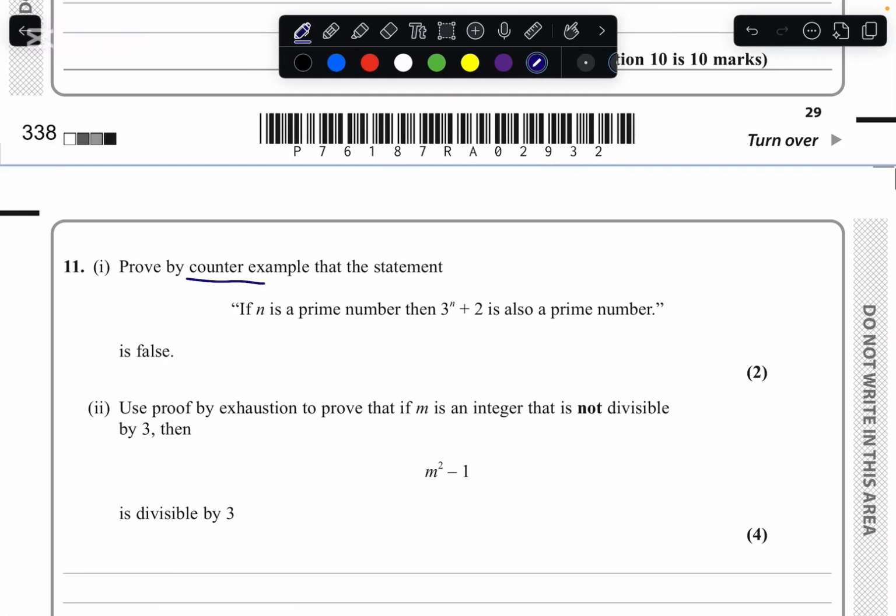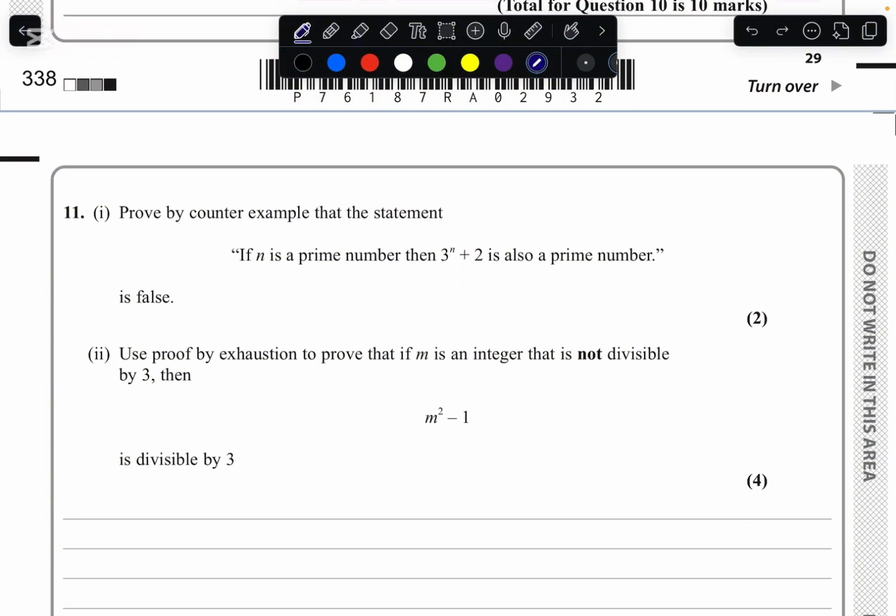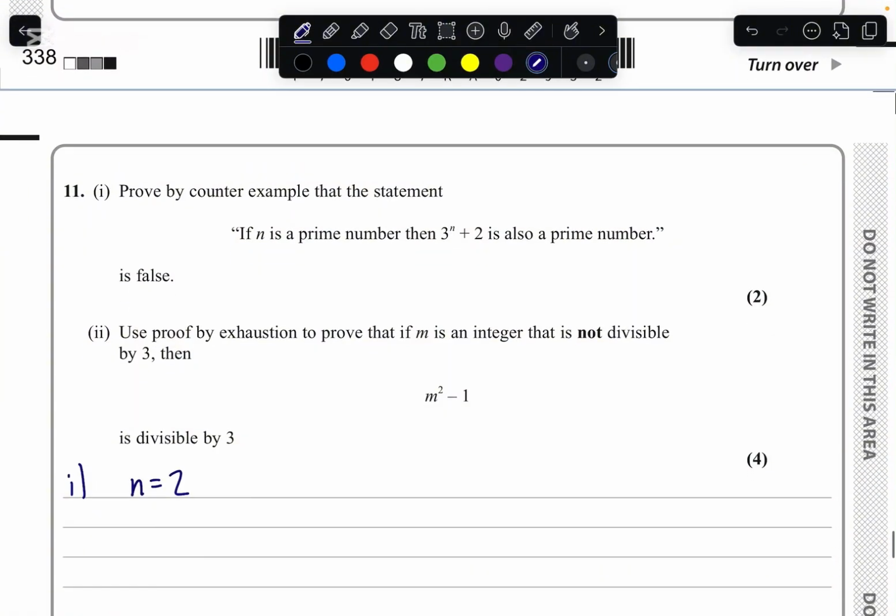Finally, question 11 says, prove by counterexample that the statement, if n is a prime number, then 3 to the power of n plus 2 is also a prime number, is false. When it says prove by counterexample, we can basically just try different n values until we show otherwise, which will effectively prove it to be false. So we could start with n equals 2, which is the first prime number.